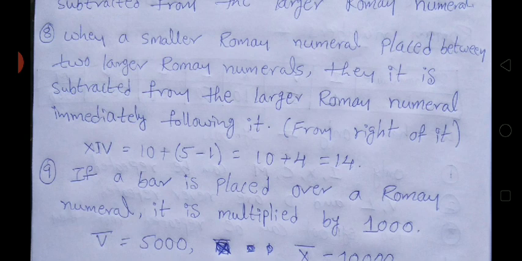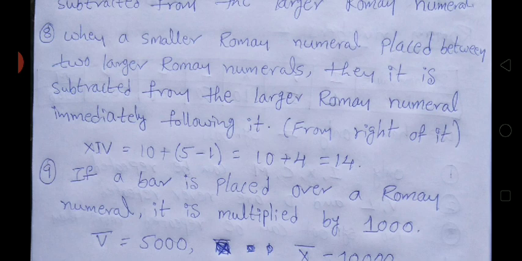So X is 10, V is 5, and I is 1. By observing the number XIV, I is to the left of V, so we have to subtract: 5 minus 1 is 4. 10 plus 4 is 14.